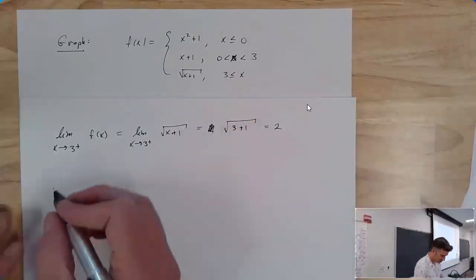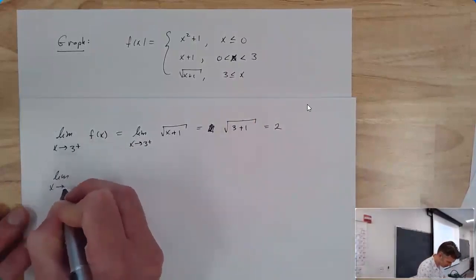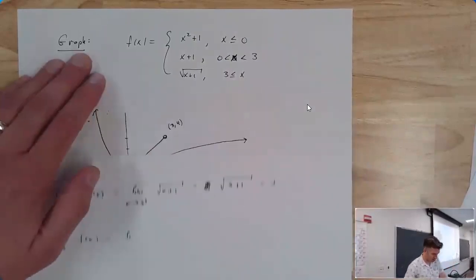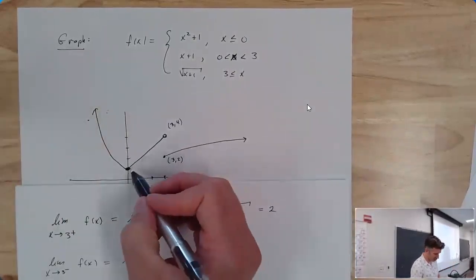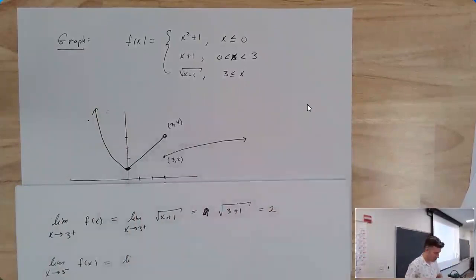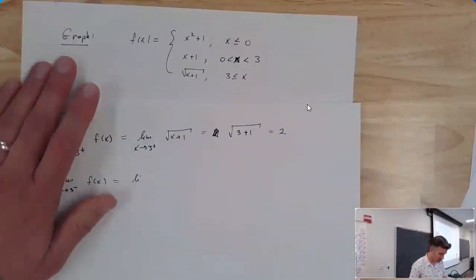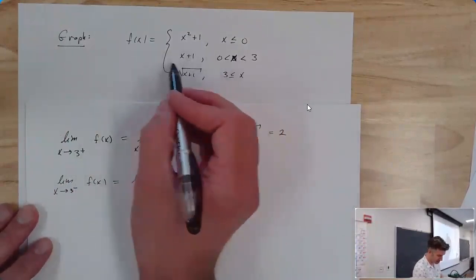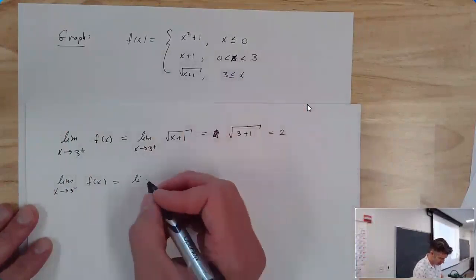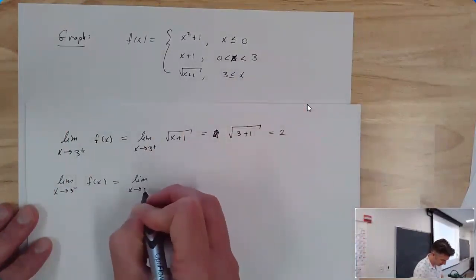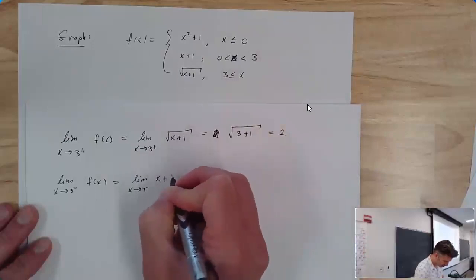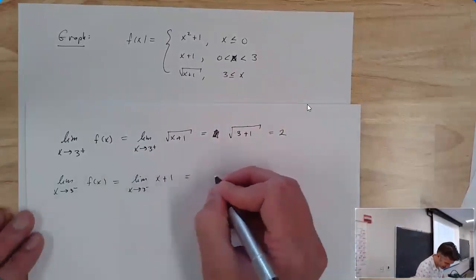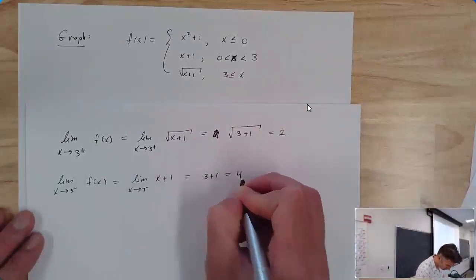On the other side, I want to find the limit as x approaches 3 from the left. I again could look at the graph and just say, well, as x gets closer and closer to 3, the function is getting closer and closer to a y value of 4. Or I could just use the way the function is defined. When x is left of 3, it's going to be in this region where x is just slightly less than 3. So it's going to be the limit as x approaches 3 from the left of x plus 1. And then I can just substitute in 3 for x and get 3 plus 1, which is 4.